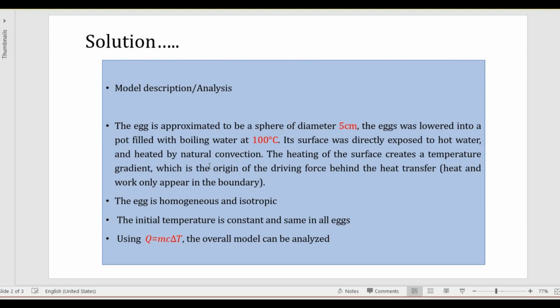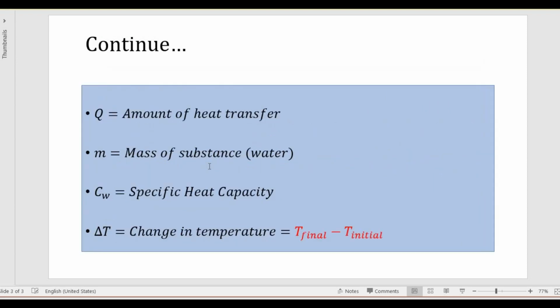So using Q is equal to m c delta T, the overall heat transfer from water to the egg can be analyzed, where our Q is the amount of heat transferred from the water to the egg, m is the mass of substance, and C w is the specific heat capacity of water, while delta T is change in temperature, which is final temperature minus the initial temperature.